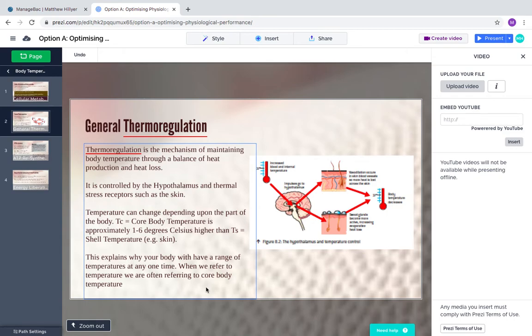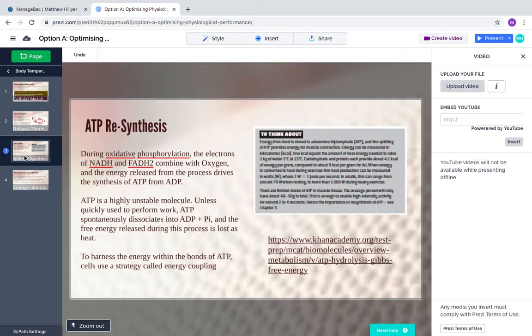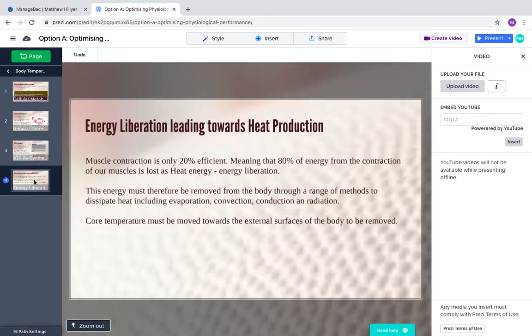Okay, so for the next video, we're going to go on to just a few of the other areas linked to core temperature, such as ATP resynthesis and then energy liberation leading towards heat production.